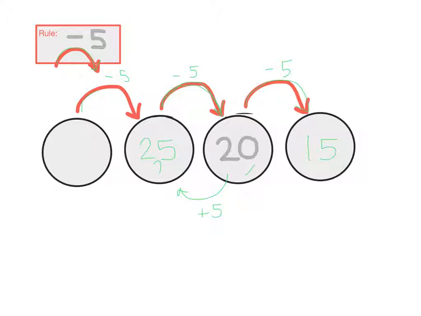Okay, let's do the same thing with this one. Something minus 5 will give us 25. Or we could think about it in the reverse. 25 plus 5 will give us our number. So 25 plus 5 is 30. Let's make sure it works. 35 minus 5 is 25. 25 minus 5 is 20. And 20 minus 5 is 15. We did it. We filled in all of our frames and arrows.